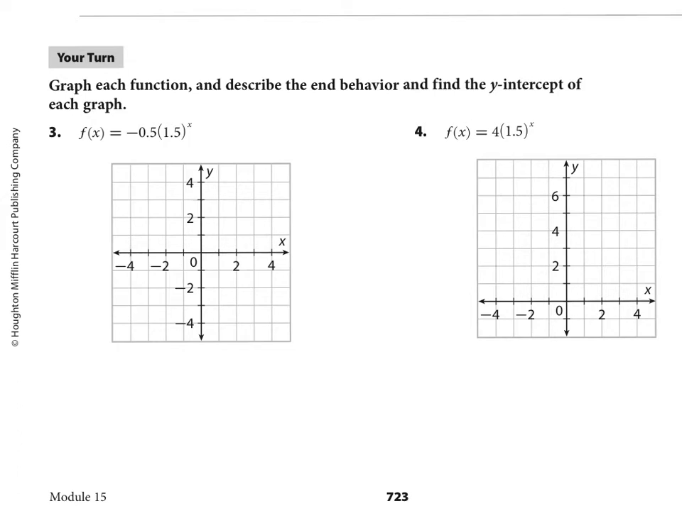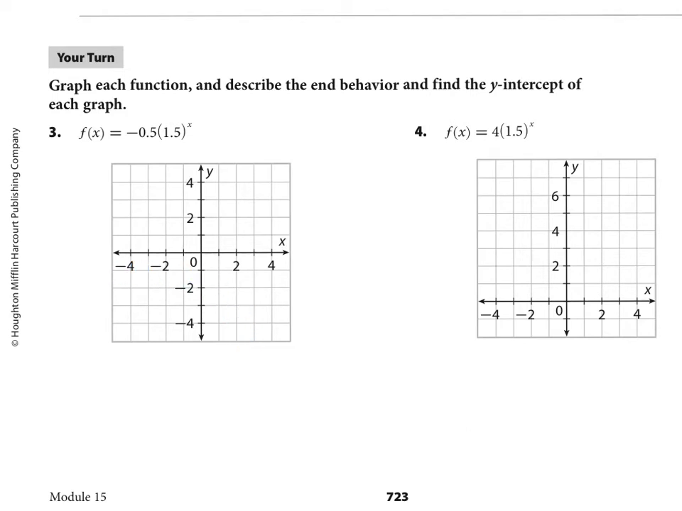Okay, so first of all, let's think about it logically. If this is bigger than 1, that means it's going to be increasing. So my function would be doing this. But then I'm multiplied by a negative, so that means it's going to flip it, which means it's going to be doing this. Then this is multiplied by 0.5, which means it's going to compress it, which means it's going to make it wider. It's going to make it go out further. Okay, so just in general, that's what my graph should look like.